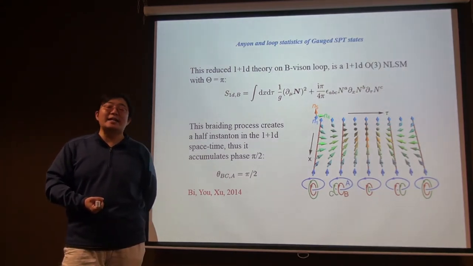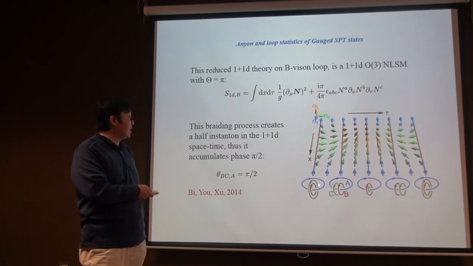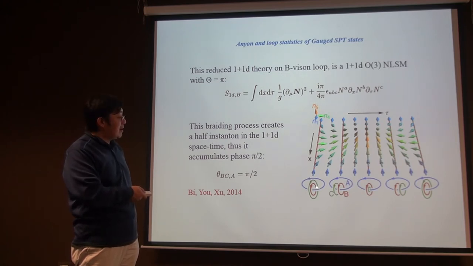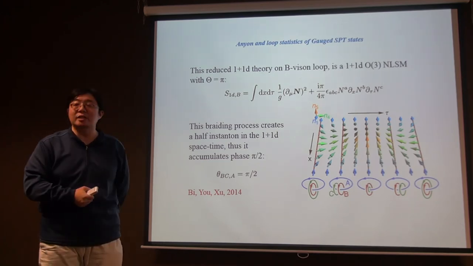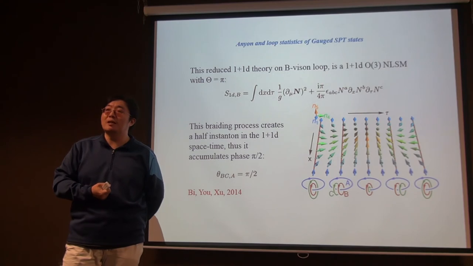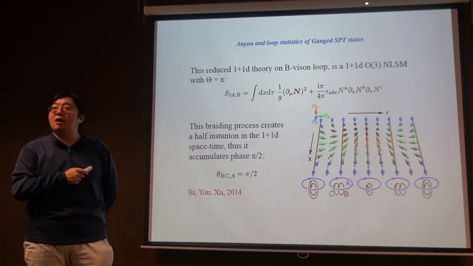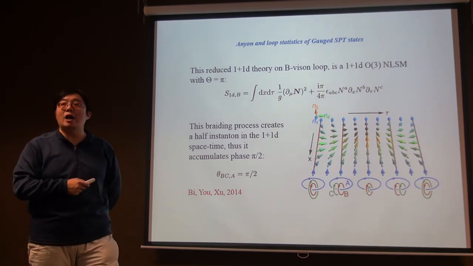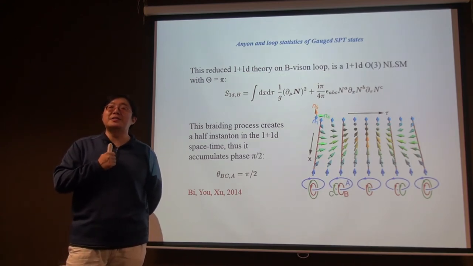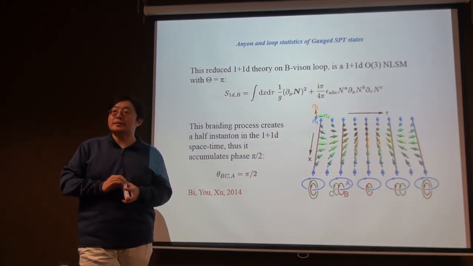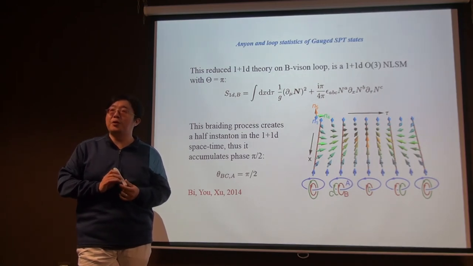The reason it is a half is because, for example, if I take the green line here, N1 will have a domain wall because of the encircling around A, and also because of that, it's going to have a half vortex of N4 and N5. So this configuration is precisely a half instanton in the 1+1 dimensional space with the O(3) vector. Because I have theta equal to pi here and a half instanton, the whole Berry phase will be pi over 2. This means that if I take my three loops and do this braiding, I would accumulate a phase factor of pi over 2.